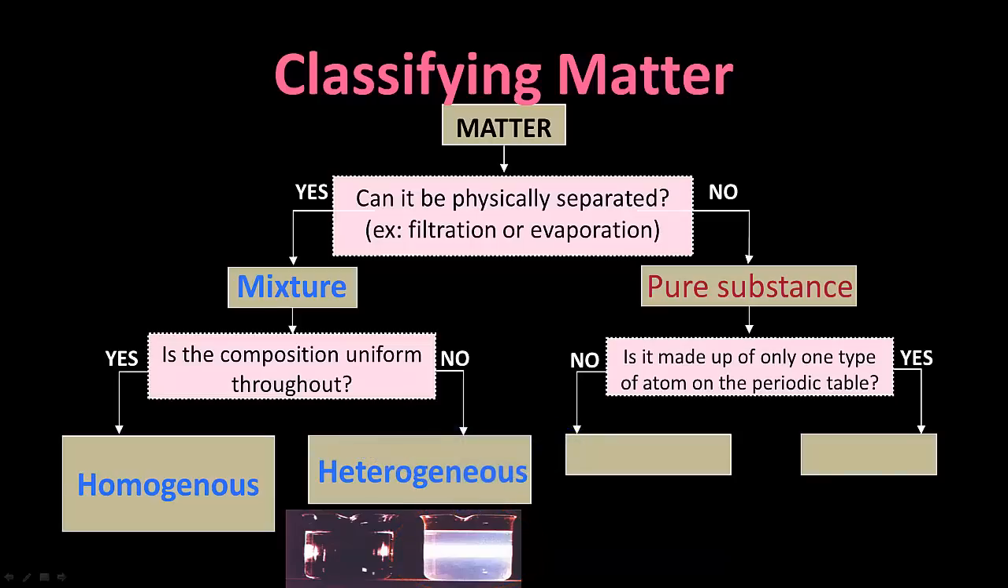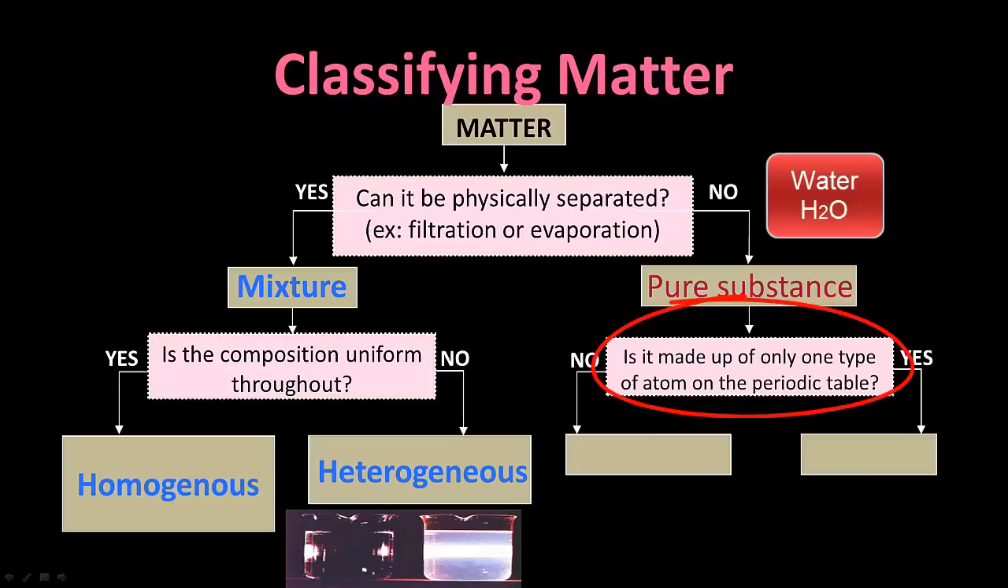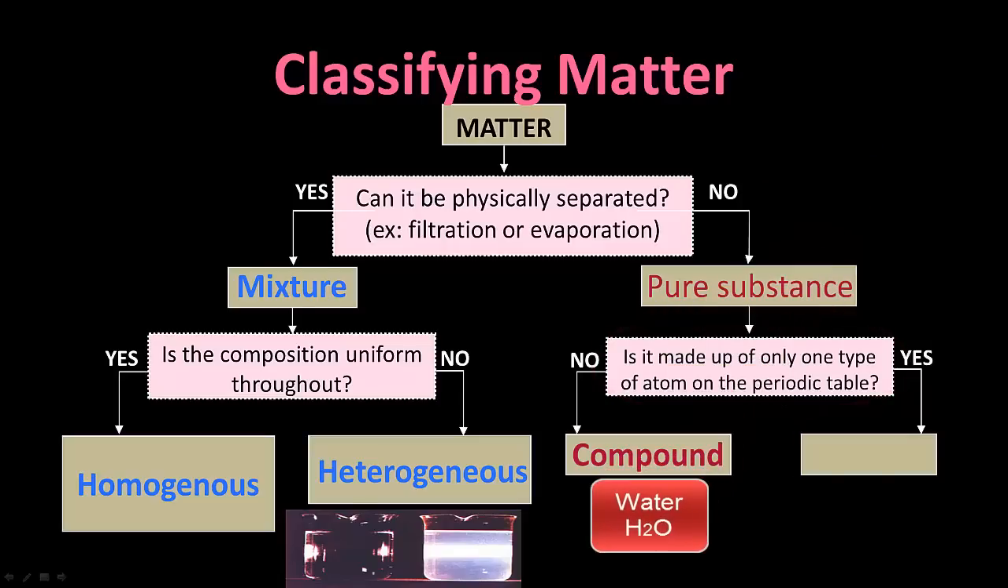Now let's go back to our pure substance. Our pure substance can also be broken down into 2 other pieces. And we ask ourselves the question, is it made up of only one type of atom on the periodic table? Now we were talking about water, which has the chemical formula of H2O. And is it made up of only one type of atom on the periodic table? The answer to that is no, because it's made up of hydrogen and oxygen, so it would be a compound. If it is made up of only one type of atom on the periodic table, it is called an element.